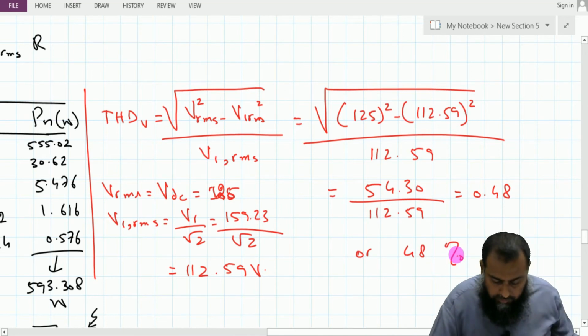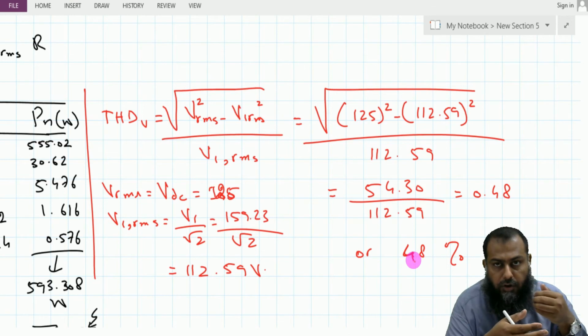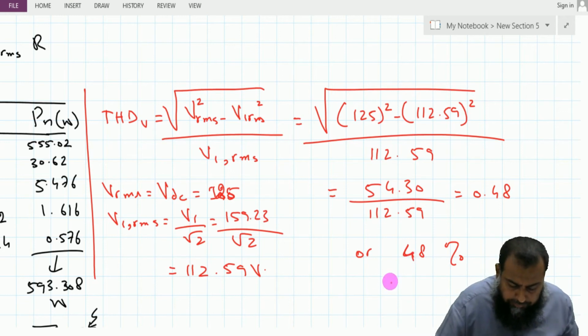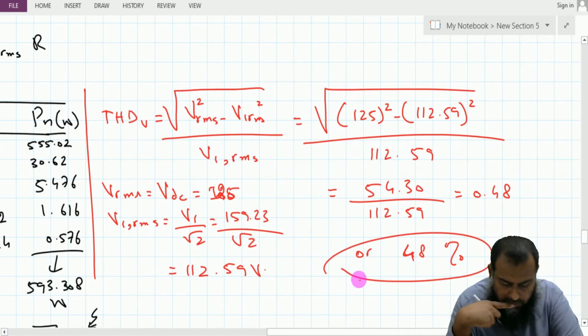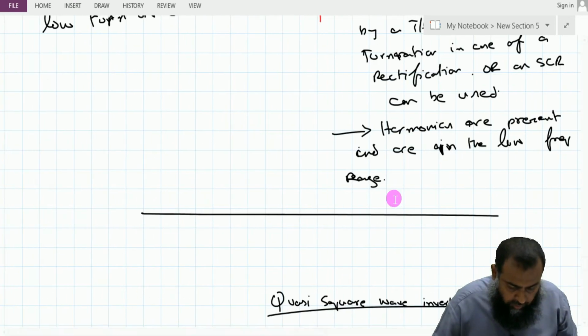Now this 48% indicates that this particular inverter is not able to integrate itself or to supply the power to the grid because it is too much polluted. So how can we actually reduce this voltage harmonics? Let us design an inverter system using the Quasi Square wave.